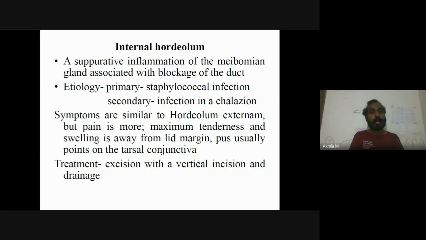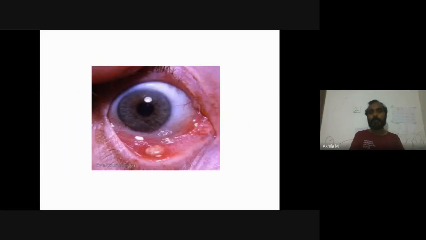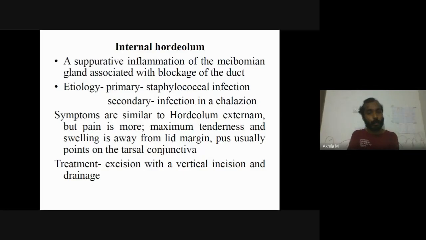Excision can be done, and we have to drain out the pus. We have to do a vertical incision. From this picture, we can see that there is a swelling, and the swelling is away from the lid margin. The pus point is pointing towards the palpebral conjunctiva. That is the difference between internal hordeolum and external hordeolum.